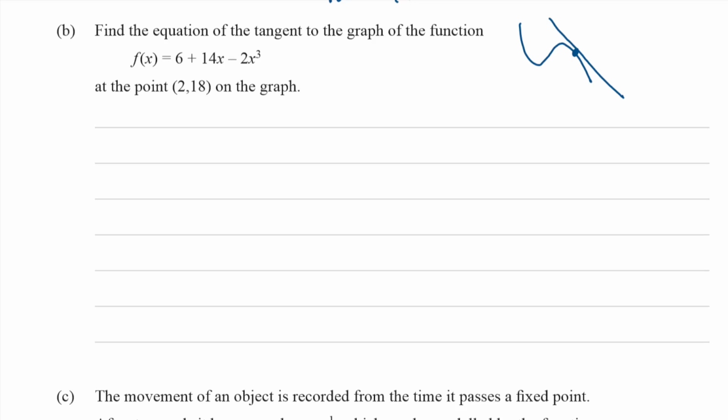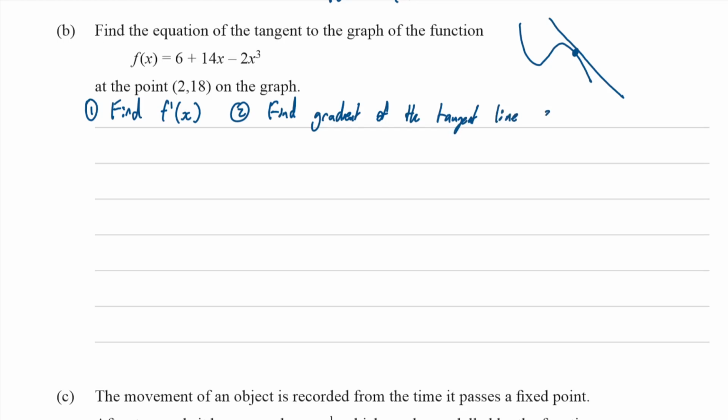Alright, so a few steps for this one. Step 1 would be to find the derivative, right, the gradient function, f prime of x. Step 2 is to find the gradient of the tangent line using the gradient function. And then step 3 is to find the equation. Alright, so let's go through that now.